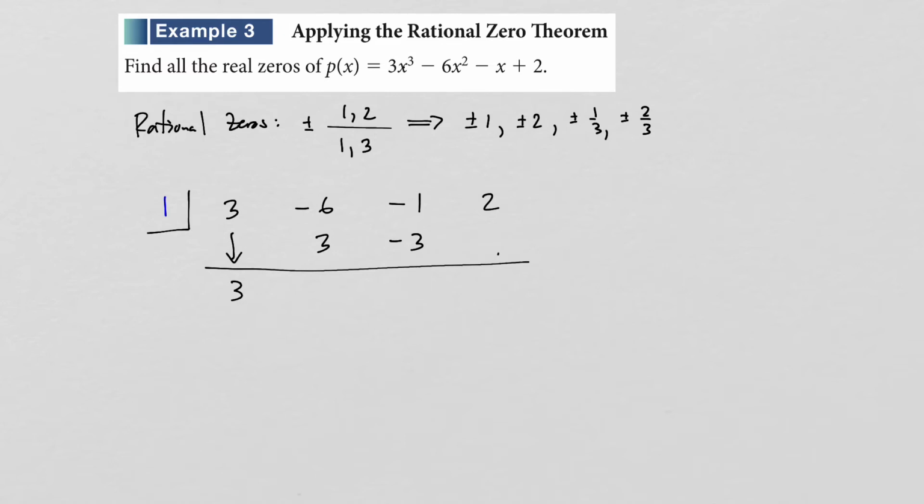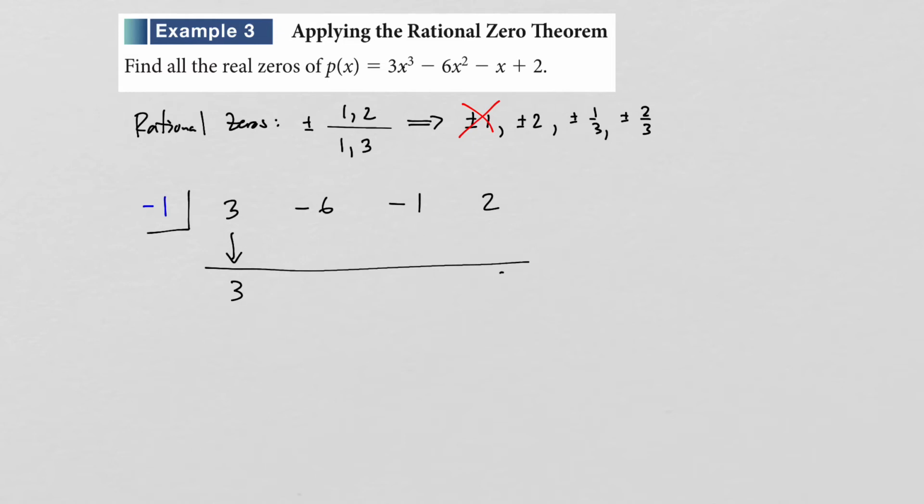I'll erase all the math that I did here, and I'll pick a new guess. My next guess is I'm just going to try negative 1. So I tried positive 1, that failed. Now I'm going to try negative 1. Let's see what happens. Negative 1 times 3 is negative 3. Negative 6 and negative 3 is negative 9. Negative 1 times negative 9 is positive 9. And adding that gives us positive 8. And negative 1 times 8 is negative 8. And that gives us a remainder of negative 6. So that also failed. So we now know that neither 1 nor negative 1 is a 0 of this polynomial.